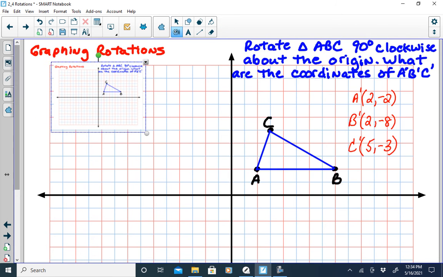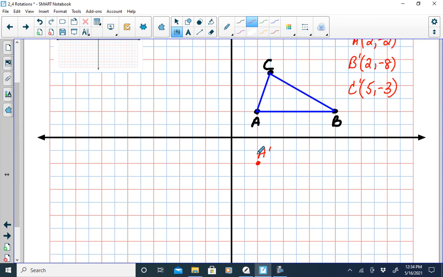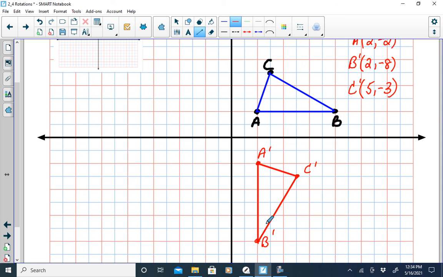The image is located here. (2, -2) is A prime. B prime is located at (2, -8). There's our B prime. And our C prime is located at (5, -3). C prime, we graph with straight lines. And we have the image now of triangle ABC after a 90 degree clockwise rotation.